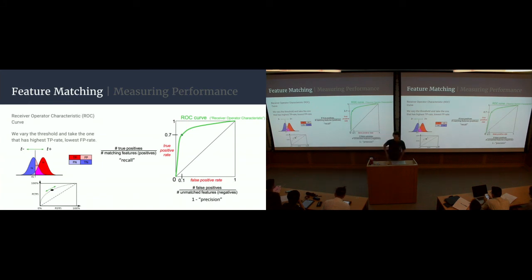This gives us the ROC curve, the receiver operator characteristic. Basically, it looks at two statistics, precision and recall. Precision is just the number of true positives over the number of matching features, and the other is basically the false positive rate. The true positive rate versus the false positive rate, and we want to find the threshold that will give us the highest true positive rate and the lowest false positive rate. That's it. Makes sense? I think so. We just need to find that right threshold.